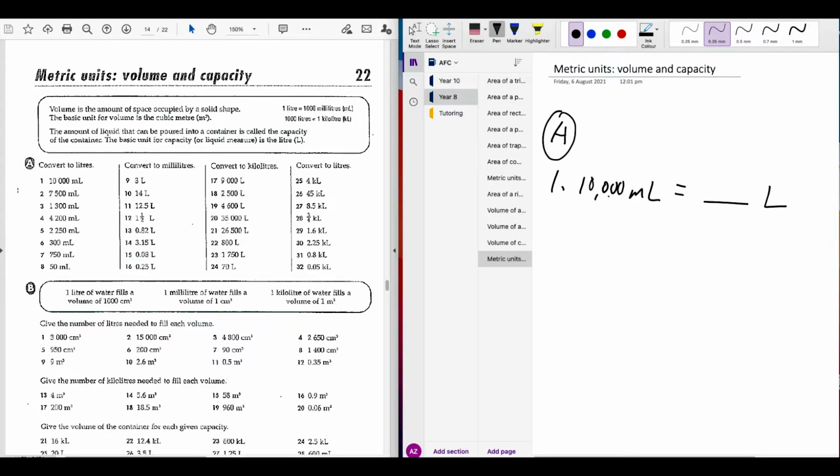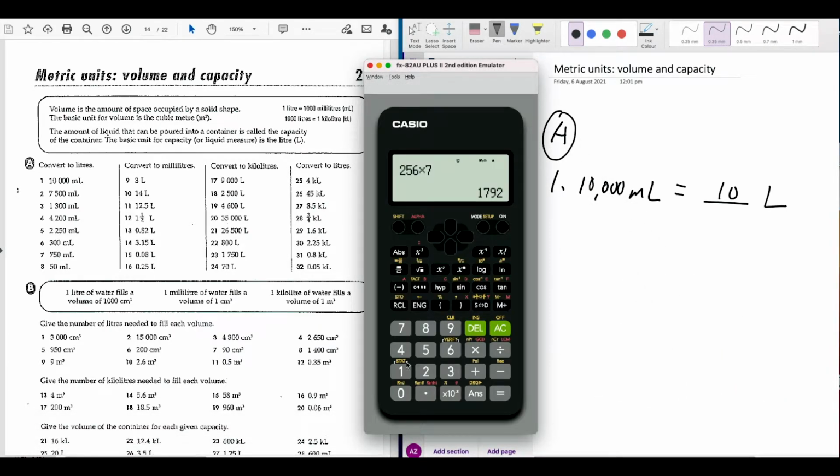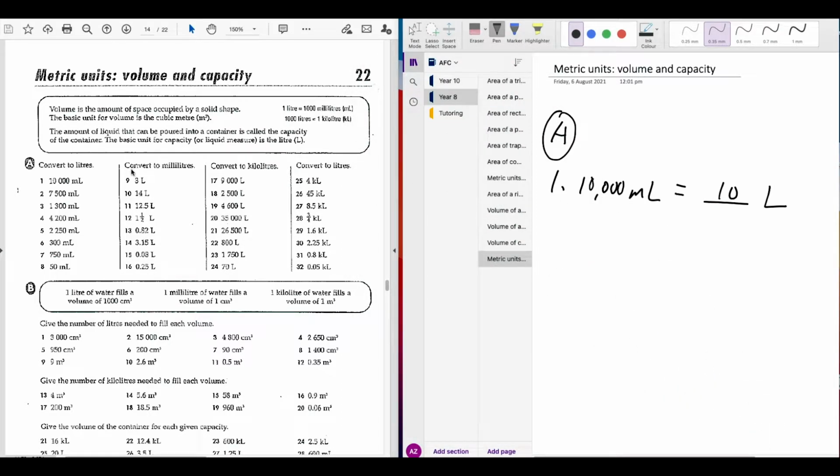So what is 10,000 milliliters divided by 1,000? That's going to give you 10. So remember, 10,000 milliliters is 10 liters. You have to divide this number by 1,000. If you don't believe me, you can type this into your calculator. 10,000 divided by 1,000 gives you 10. You see how I did that in my head?